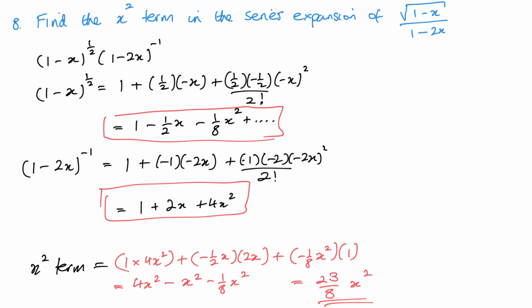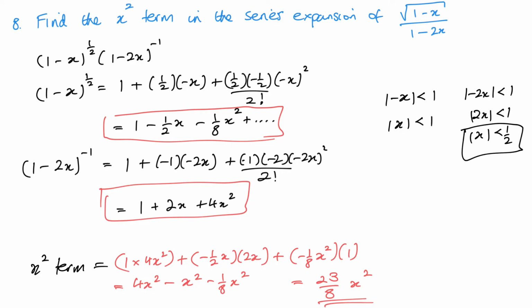Okay, now in terms of where is this valid? Well, if I look at my two series, one series is minus x is less than 1, which means that x is less than 1. My other series is minus 2x is less than 1, which is 2x less than 1, which is x less than a half. Now, one series is between 1 and minus 1, the other one is between a half and minus half, and it's this one, the half and minus half. That's what's valid for both series. So x is less than a half.